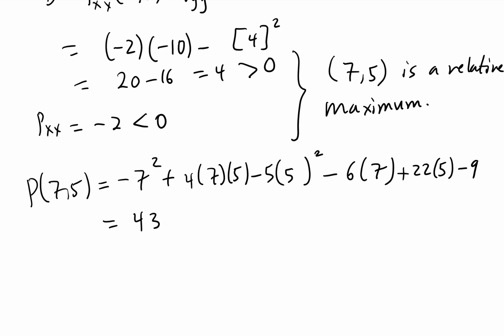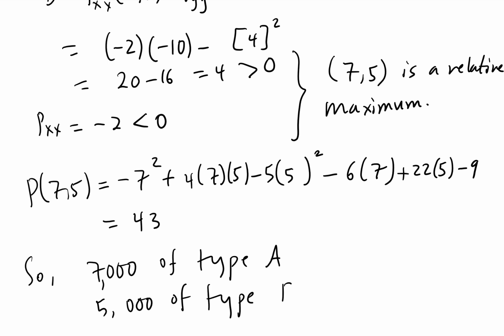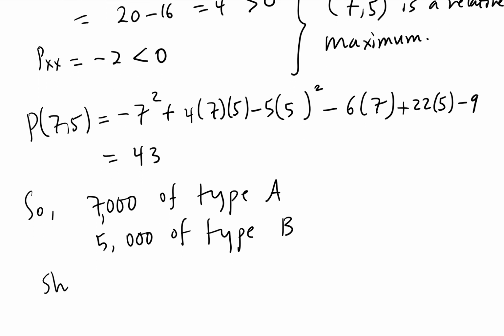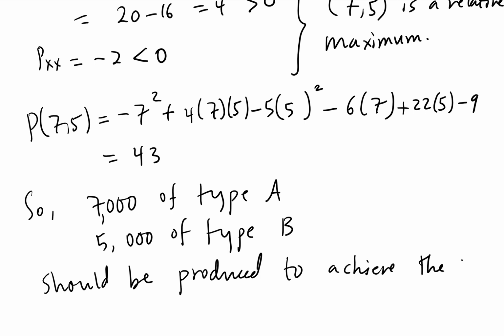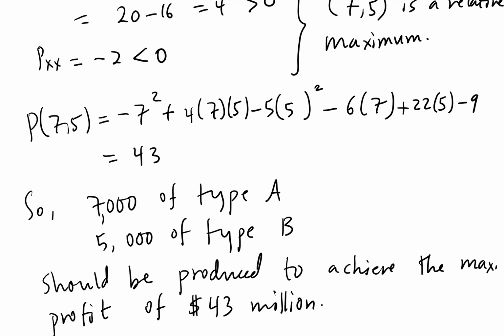So the 7 here means we have 7,000, because it's in thousands, 7,000 of type A. The 5 means 5,000 of type B. These two quantities should be produced to achieve the maximum profit of the number I got, the 43 million dollars, because the problem said it's in millions of dollars. Any questions about this?